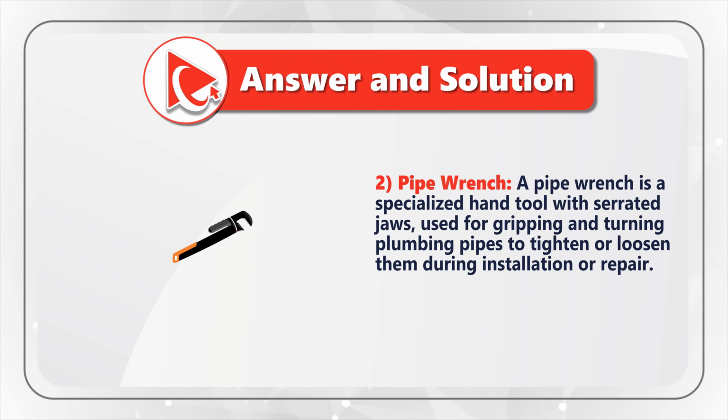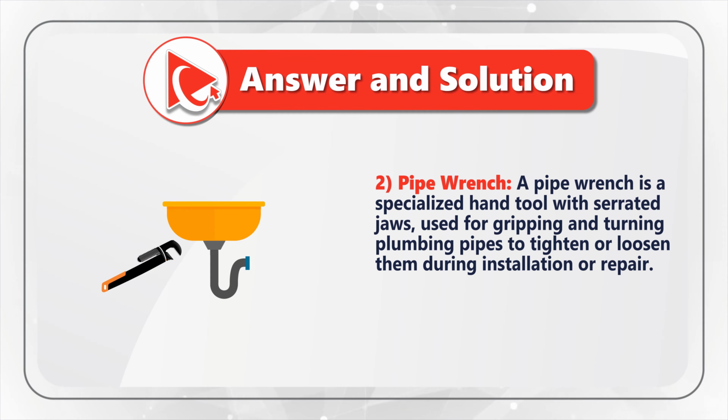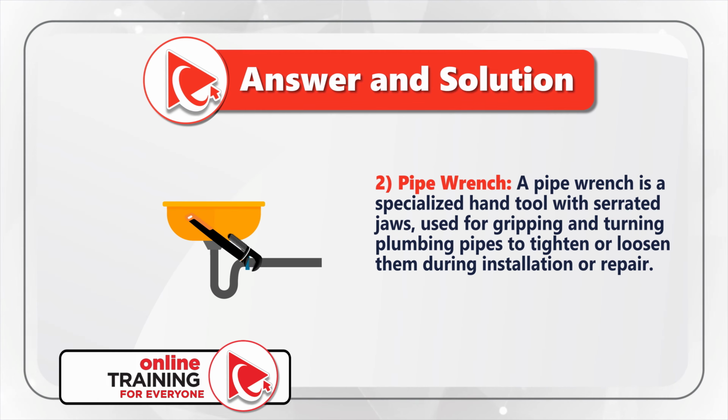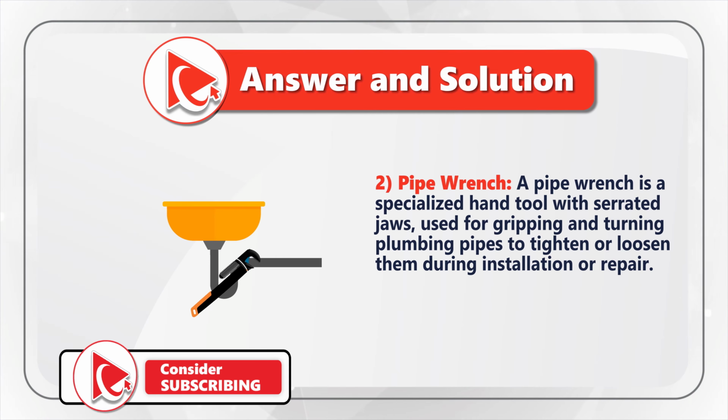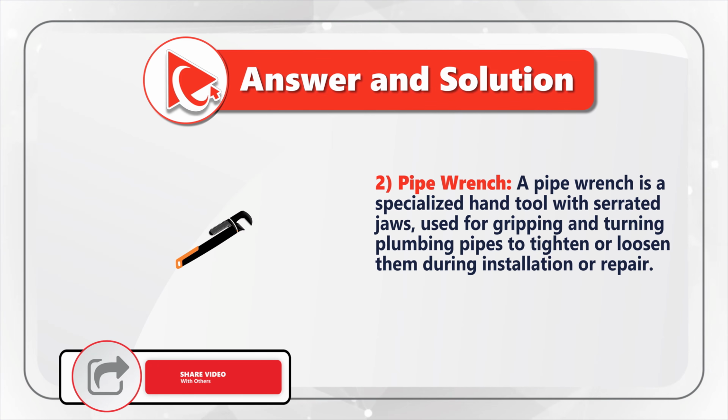I think choice 2 matches the pipe wrench. A pipe wrench is a specialized hand tool used for gripping and turning plumbing pipes to tighten or loosen them during installation or repair. As you might have guessed, description 2 matches image E.